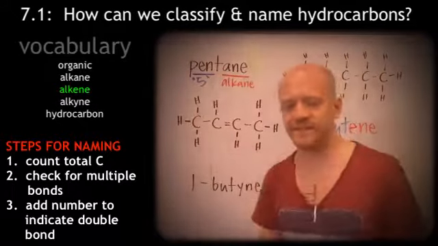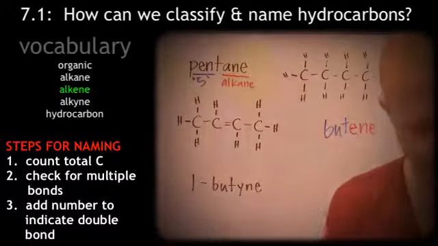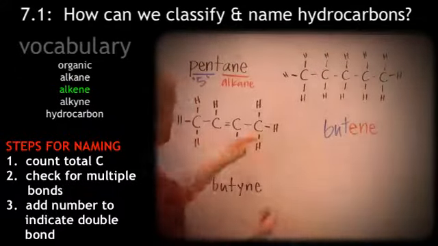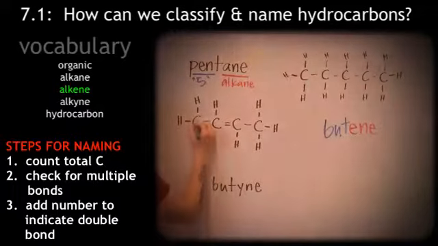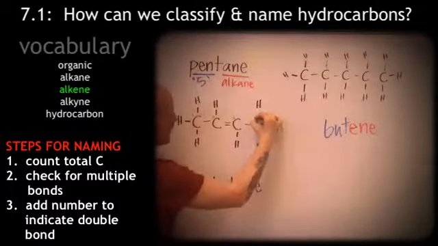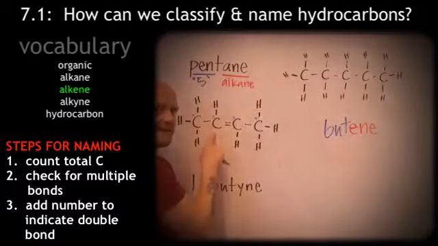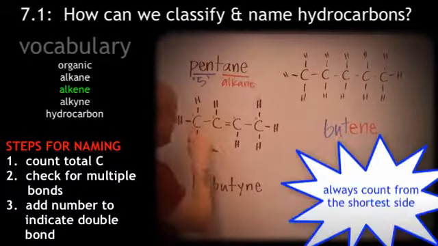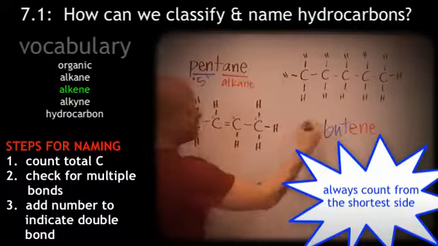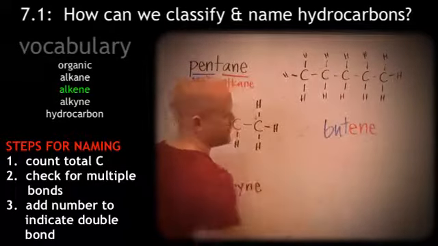However, there's a possibility that this double bond could be here and not here. So we want to specify exactly where that double bond is found. We're going to number the carbons from left to right. This is carbon 1, 2, 3, 4. Looking right here, the double bond is on carbon 2, so potentially right now, it is 2-butene.